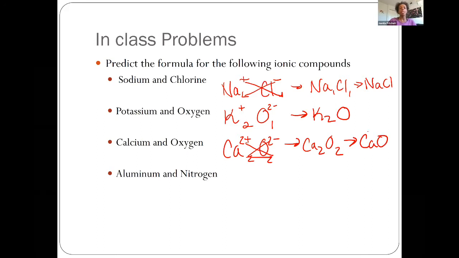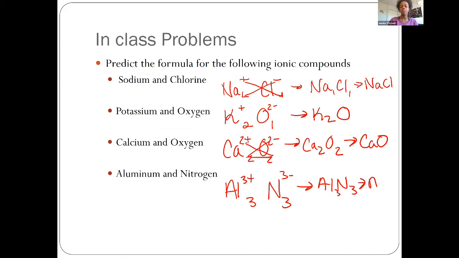And then last but not least, we have aluminum with a 3+ charge, and nitrogen with a 3- charge. Crisscross those down, and just like above, we would reduce this to its simplest whole number ratio of the atoms.